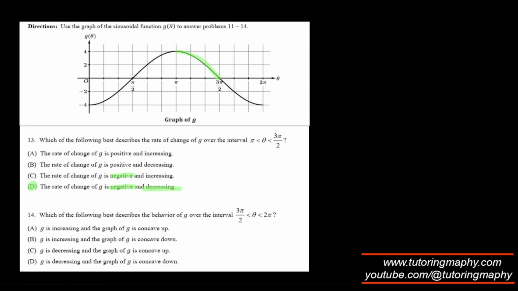Last one is they're asking for 3 pi over 2 to 2 pi. 3 pi over 2 to 2 pi, the function is definitely going down. It's descending, so it's definitely not increasing. It is decreasing. And this is a smiling face function, so it has to be concave up. So it has to be option C.